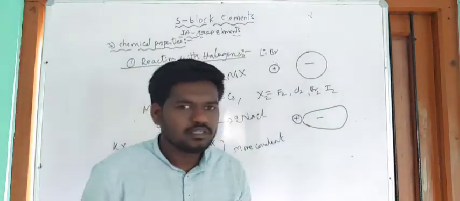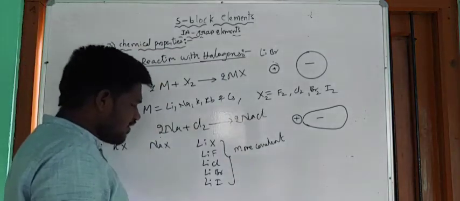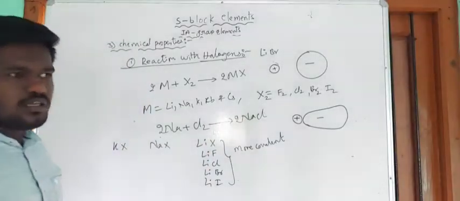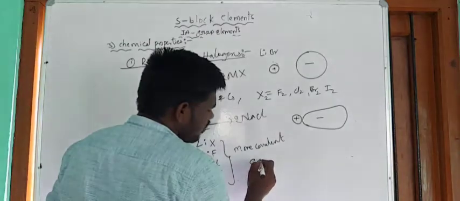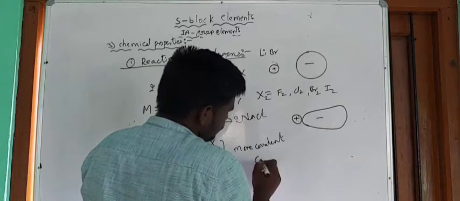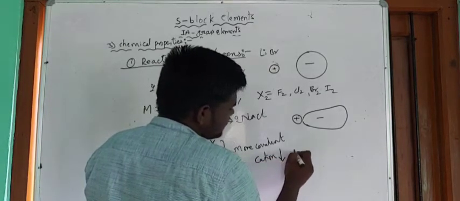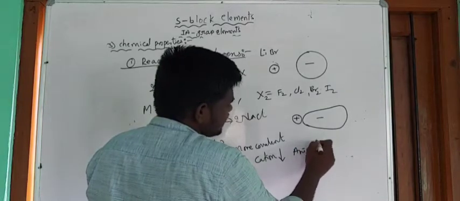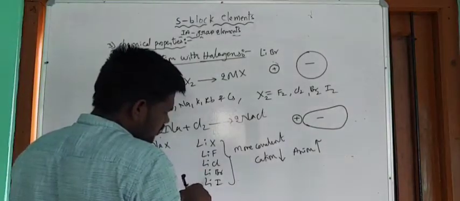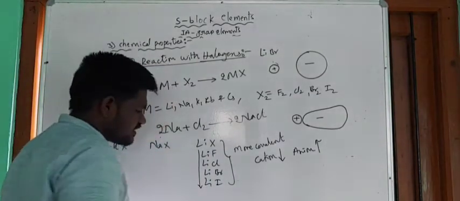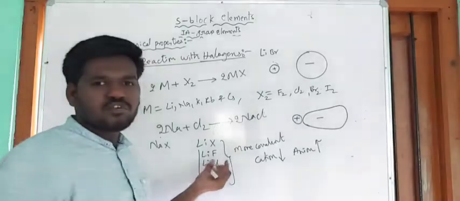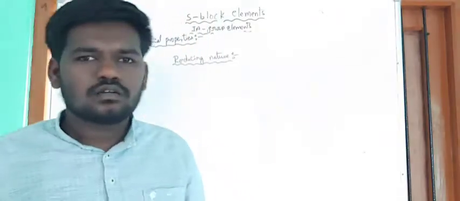In a given compound, due to the more polarizing power, lithium compounds or lithium halides are more covalent. When the size of the cation decreases and the anion size increases, the covalent nature also increases. So from lithium chloride to lithium iodide, the covalent character increases. Lithium iodide is more covalent than lithium fluoride.